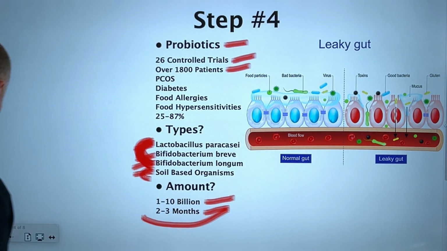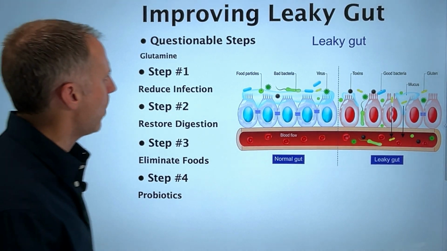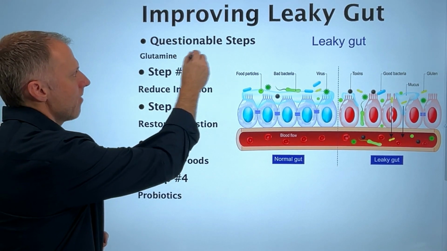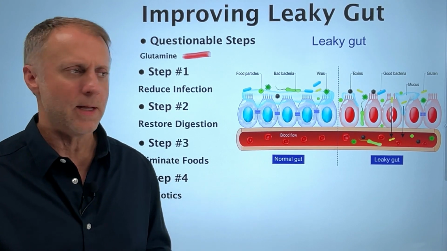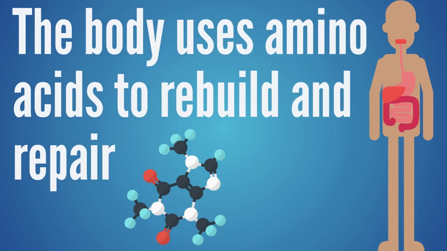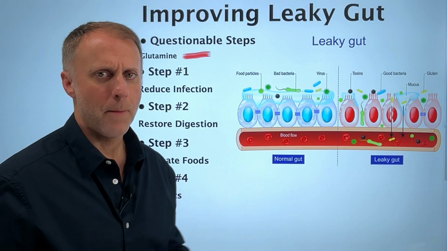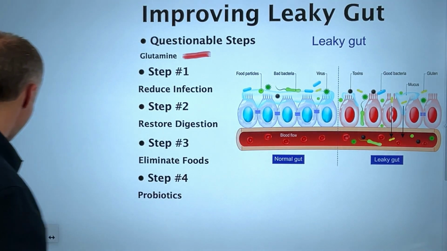I also want to touch on something that I'm not so sure about, some questionable steps. Glutamine is very popular to use for leaky gut, and glutamine is an amino acid, and the body uses amino acids to rebuild structures that need to be rebuilt and repaired. But we need to understand why this could be beneficial.